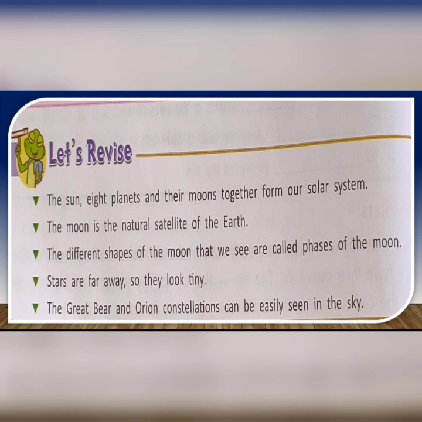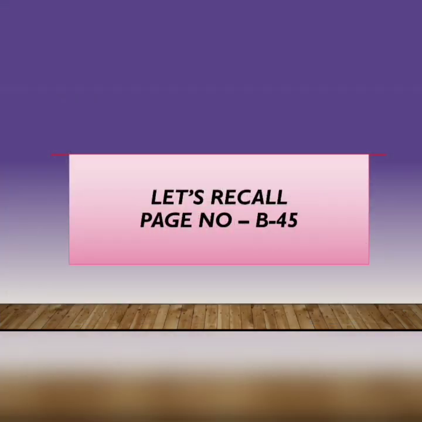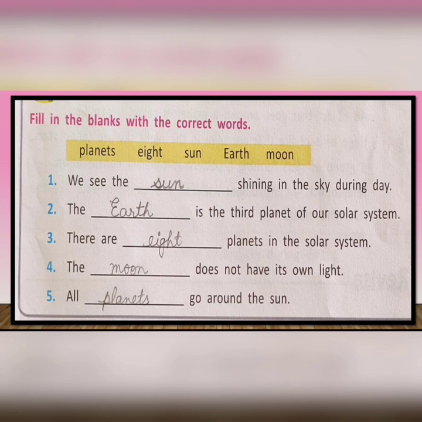So with this explanation of this chapter, it is over. Let us now discuss some of the question answers of this chapter, starting with page number B45. Let's recall. The answer of this question, you have to write in your book using your pencil. The question is, fill in the blanks with the correct words. Words are given: planets, A, Sun, Earth, Moon.